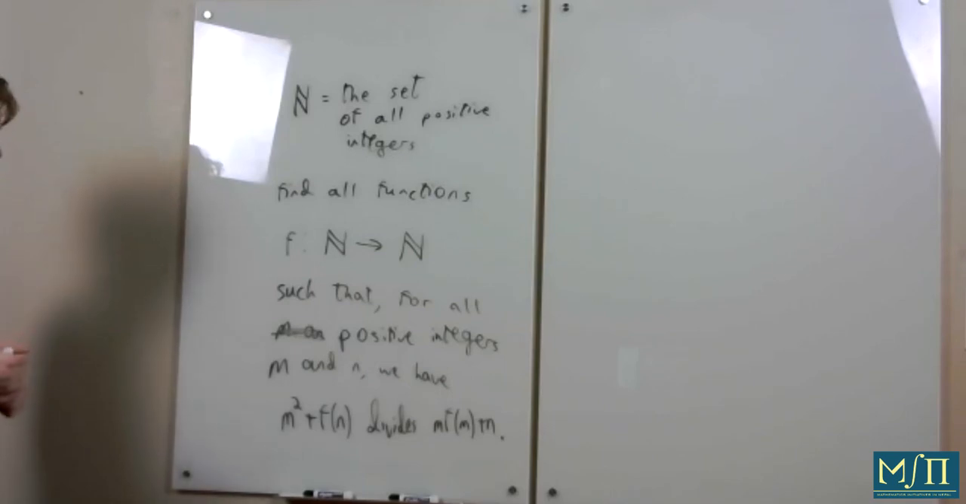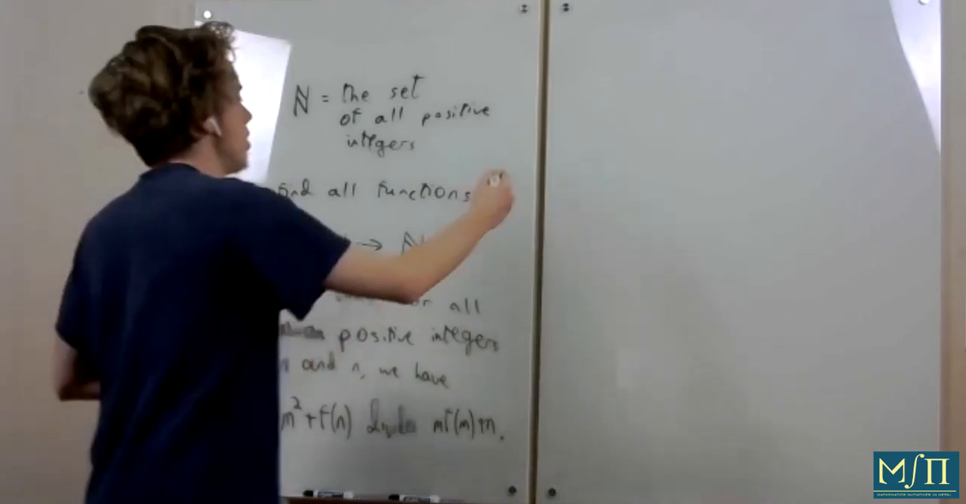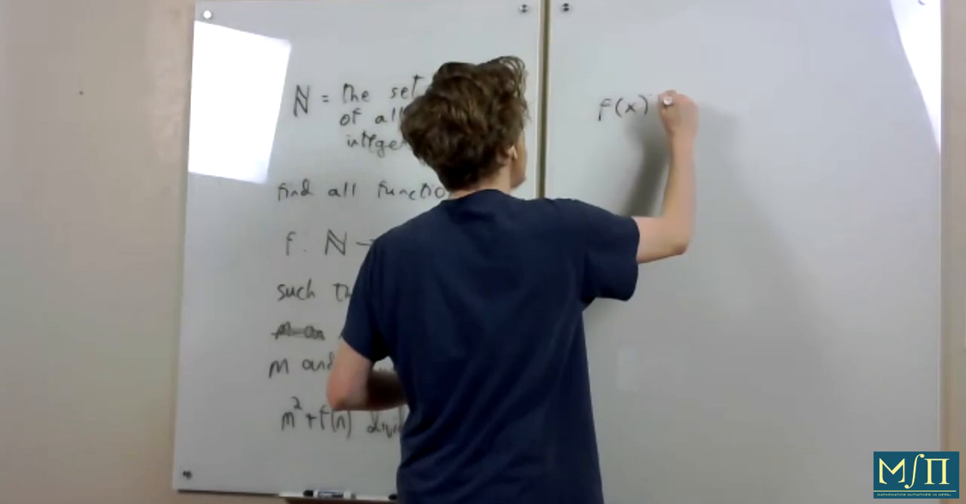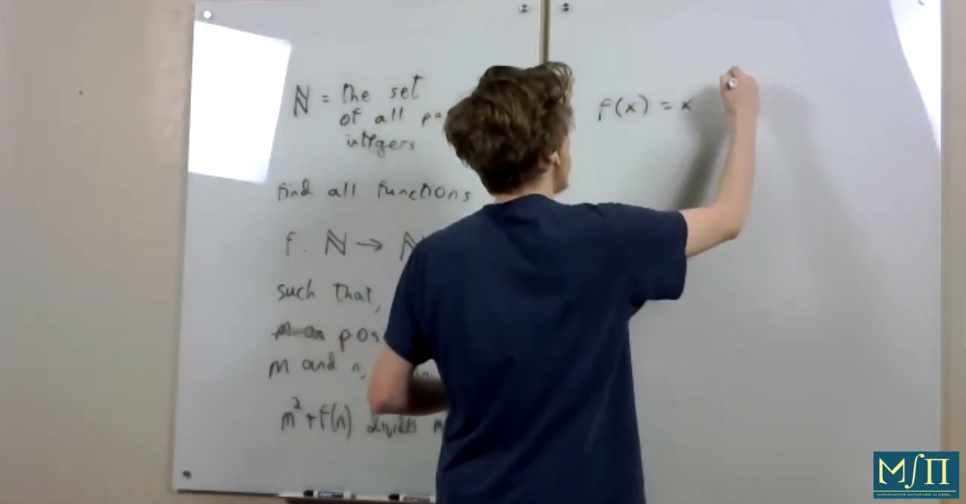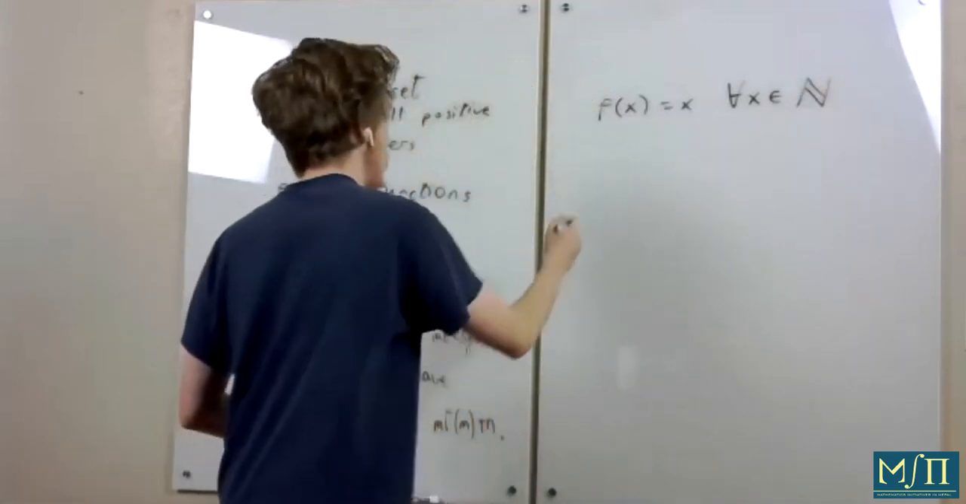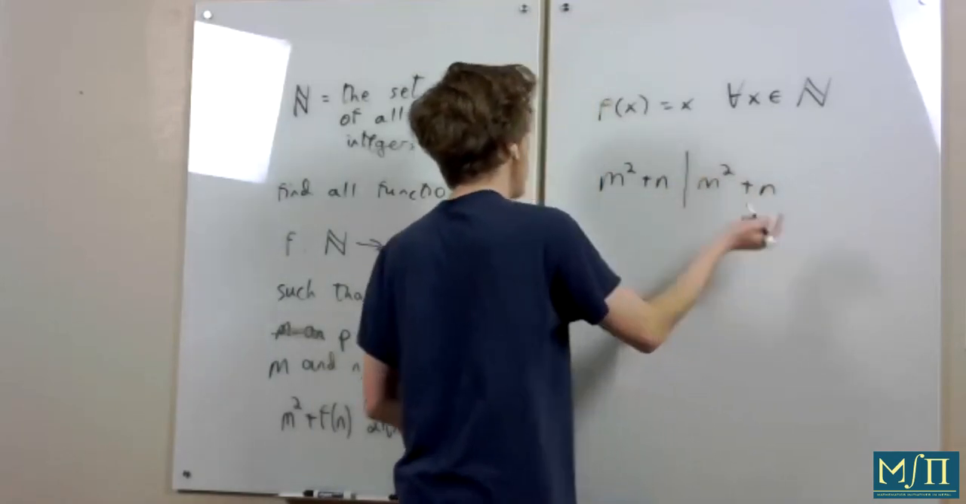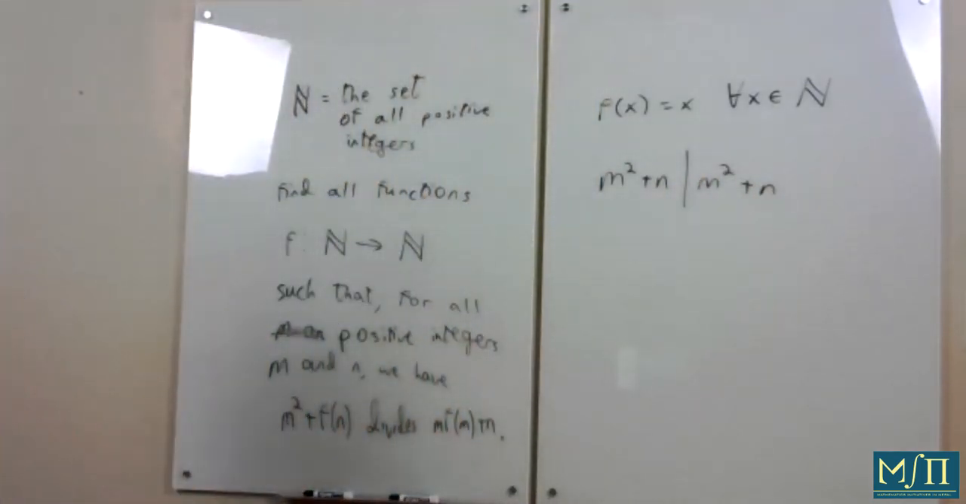First of all, what's an obvious function that satisfies this? What's an easy example of a function? f of n equals n, or f of x equals x. Yes. So f of x equals x for all positive integers x. It will work because it'll just tell you m squared plus n divides m squared plus n, and of course that's true. So this is a function that works.